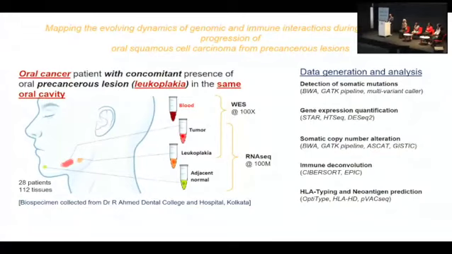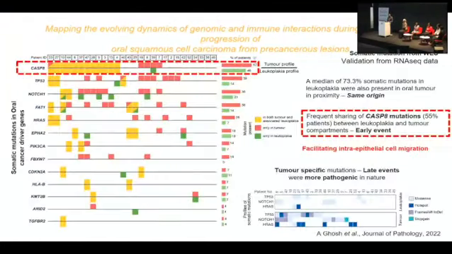And we collected samples from tumor, leukoplakia, adjacent normal, and blood from all of these individuals and performed DNA and RNA sequencing. And we saw there was a substantial amount of sharing of somatic mutations between the two compartments, the precancer and cancer, and the frequently mutated gene was caspase-8, and we show that this caspase-8 was an early event in a precancerous lesion, and it facilitates intraepithelial cell migration.